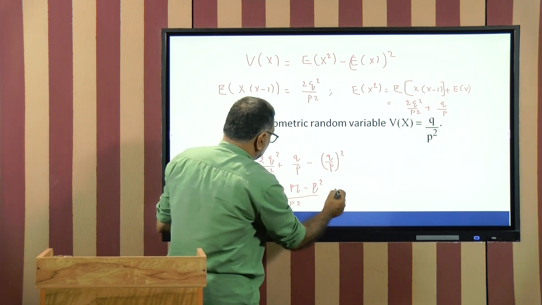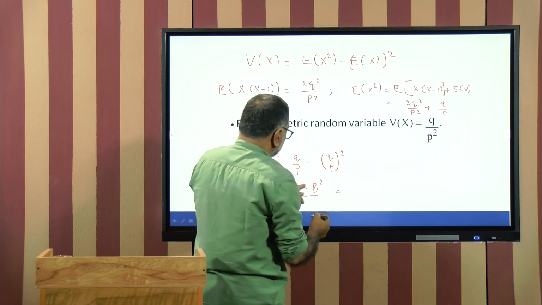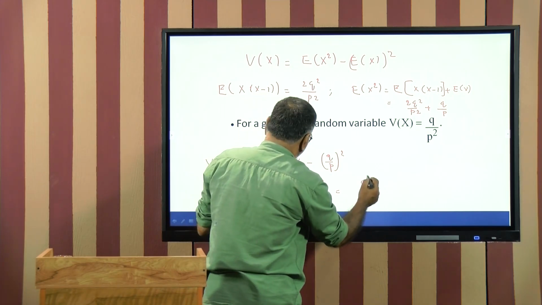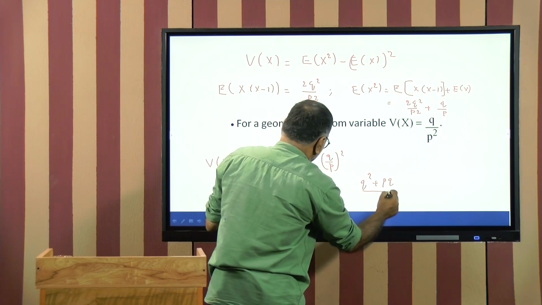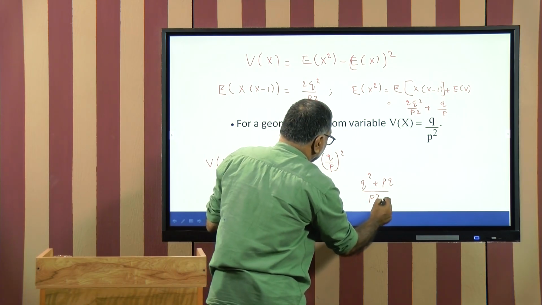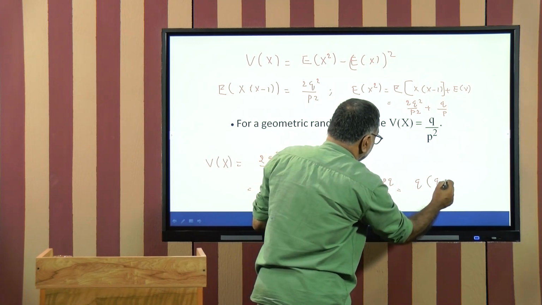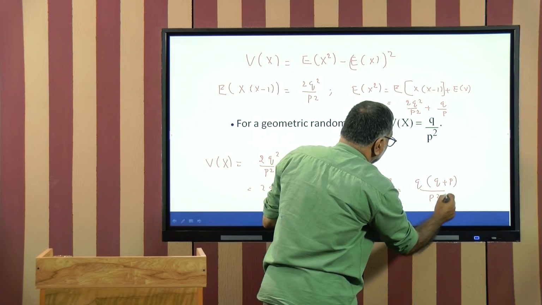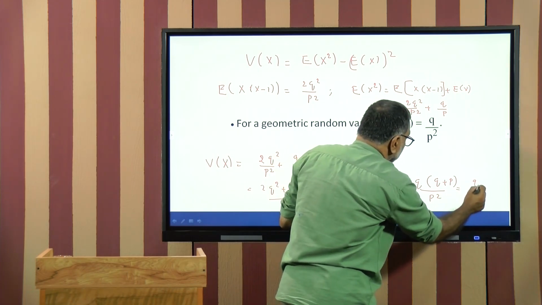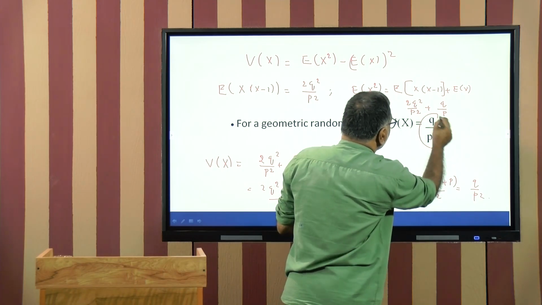So, that is equal to 2q squared minus q squared. So, q squared plus pq divided by p squared, or q is taken outside, q plus p divided by p squared, and q plus p is equal to 1. So, q divided by p squared. So, this is our value.